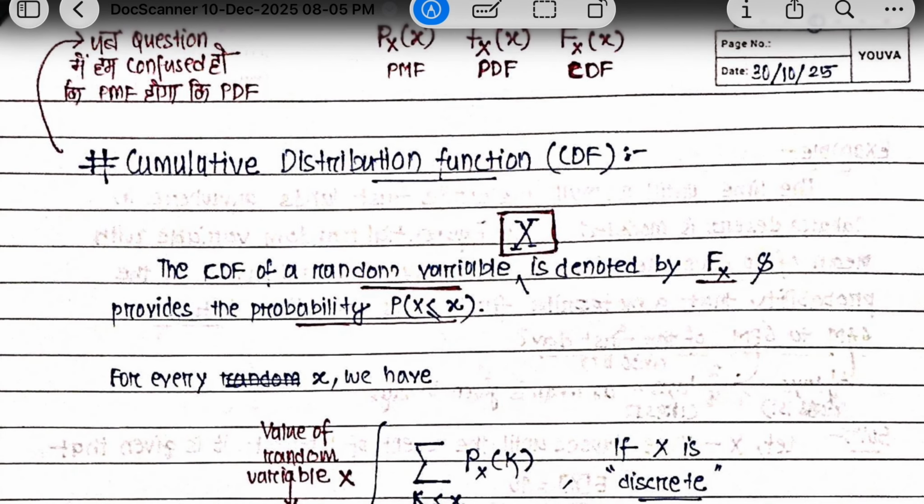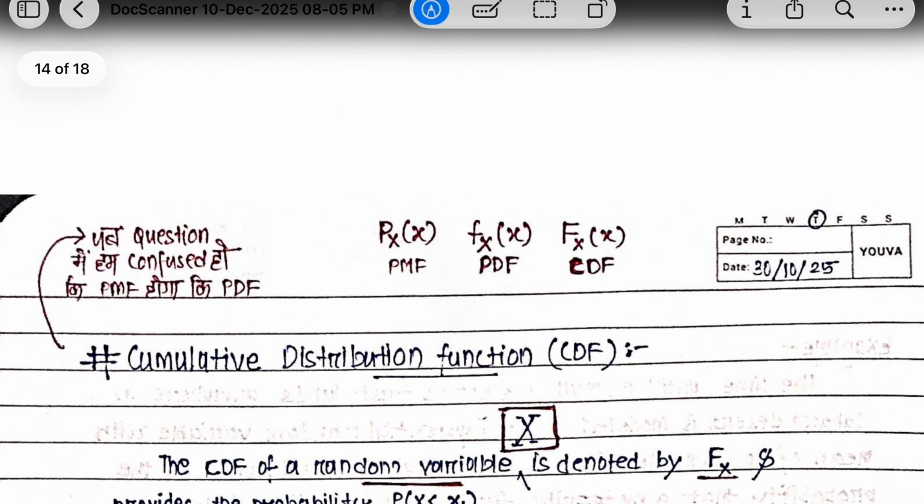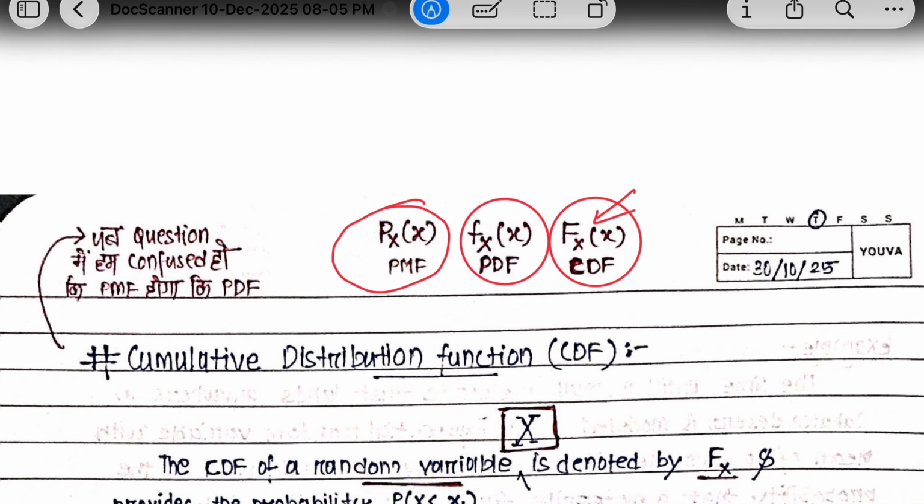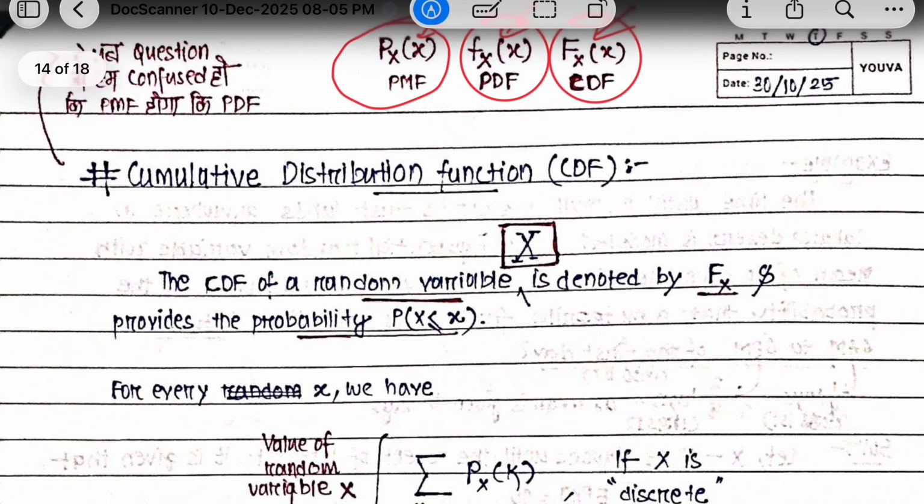So for the cumulative distribution function, when you compare when to use the PMF and when to use the CDF, the PDF is used like this, and the other thing is separate.